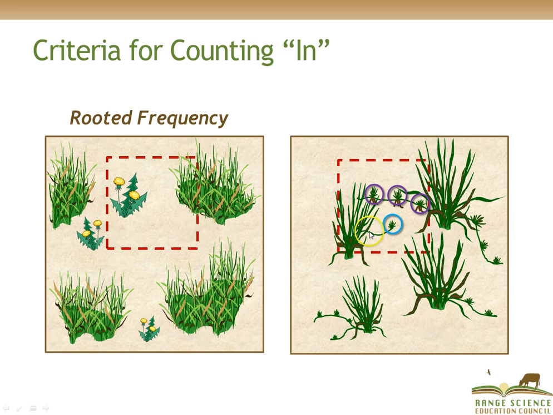Note that this particular ramet does not have roots established in the plot, and the main plant is not located in the quadrat. And so since it does not have any rooted part in the quadrat, we would consider this plant as outside of the quadrat. It doesn't matter that the ramet is here, that the stolon is here, or that there is overhanging canopy. Rooted frequency is the standard that we use for counting plants as in.